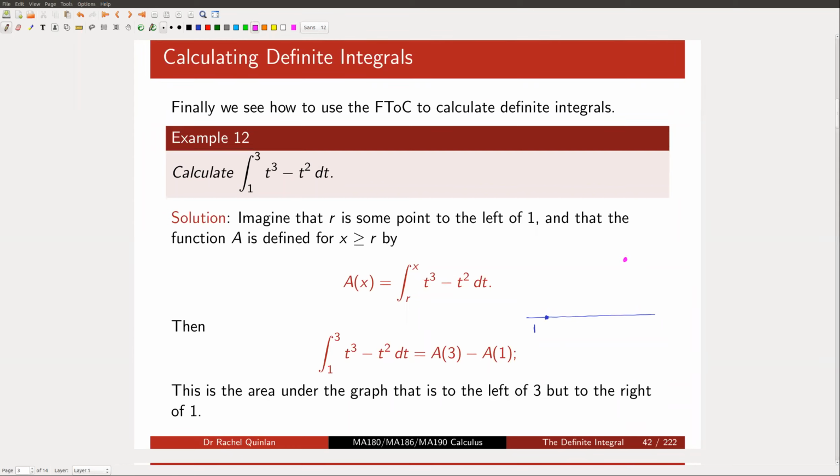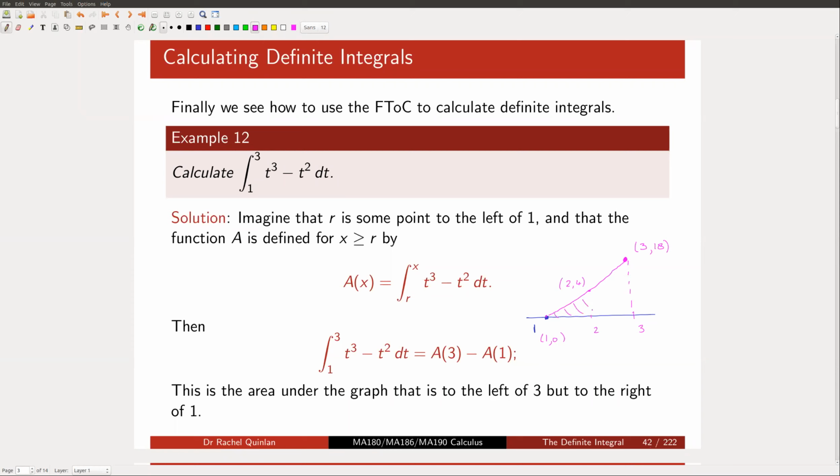And so t cubed grows faster than t squared when t is greater than 1. So the graph is something like this. I'm not saying that this is an accurate picture, but this is the point. This is the point whose coordinates are 3 and 27 minus 9, which is 18. This is the point whose coordinates are 1, 0. We don't really care, but when t is 2, then t cubed is 8 and t squared is 4, so this is the point 2, 4. So this function is growing, and we're looking at an area like this.